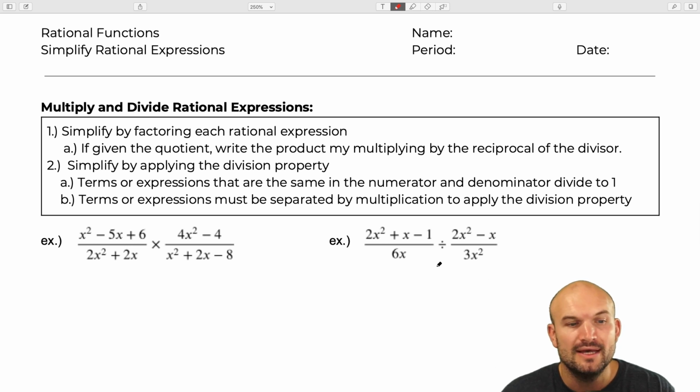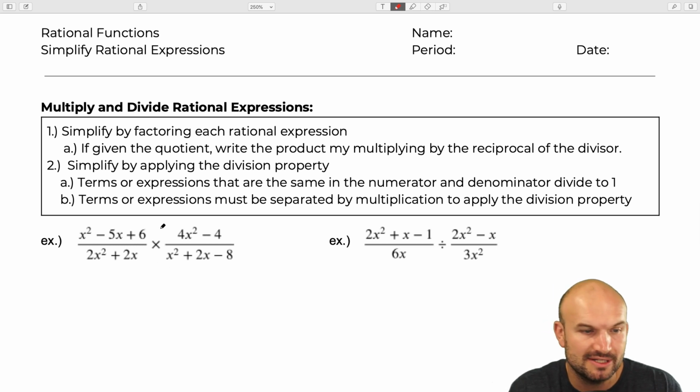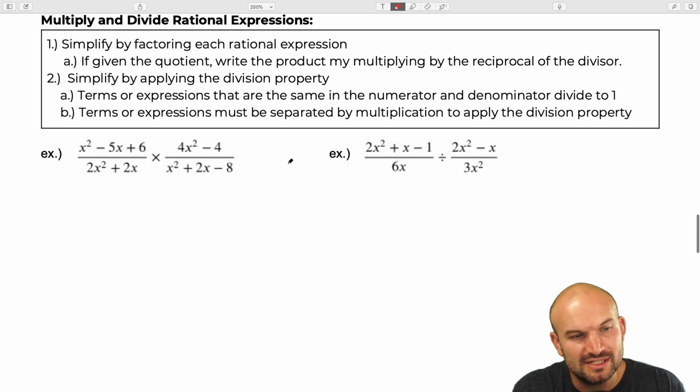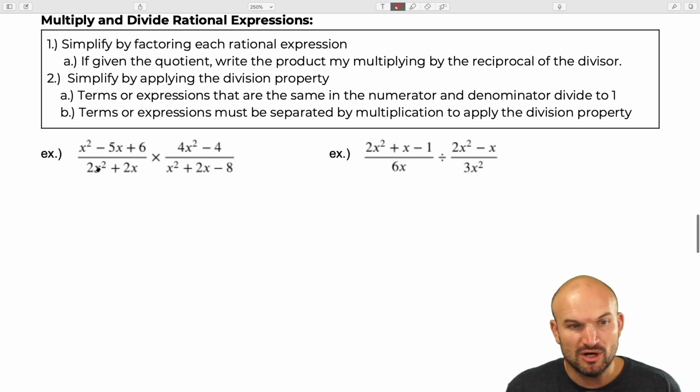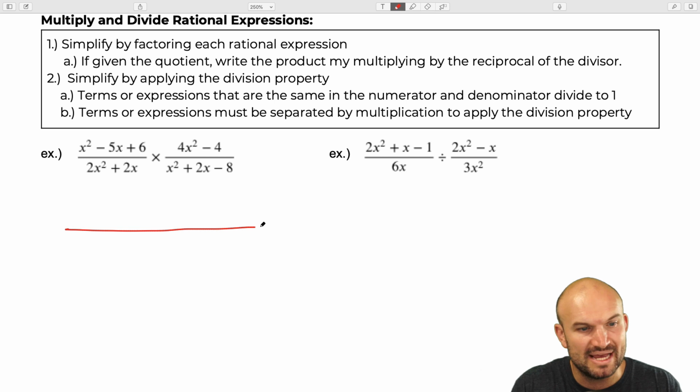Because again, when you're multiplying, if you already have terms separated by multiplication and then you're just adding another multiplication, you can easily just go ahead and apply the division property. So that's why I'm using this x here. I'm just going to show you. When you multiply, everything is really just getting together, right? Numerator times numerator, denominator times denominator. So I can just write this as one big fraction.